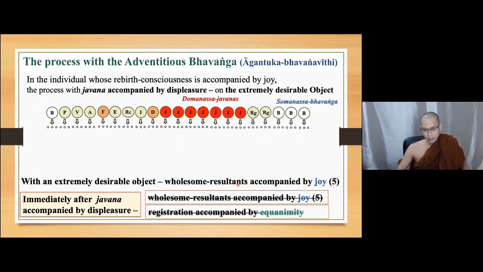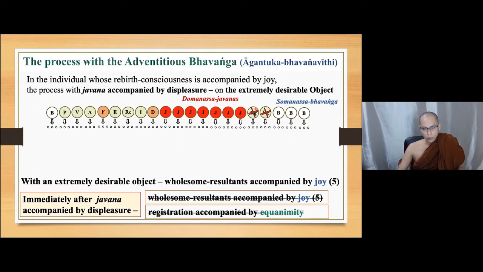Okay, it cannot arise. And what about the registration accompanied by equanimity on another object? If there is no extremely desirable object, and equanimity, how about that? Equanimity also cannot arise, because after the equanimity registration the Somanasa Bhavanga would come. These two would be totally different in feeling. This also cannot happen in the process. It is not the nature to happen. That's why there is no registration moment.